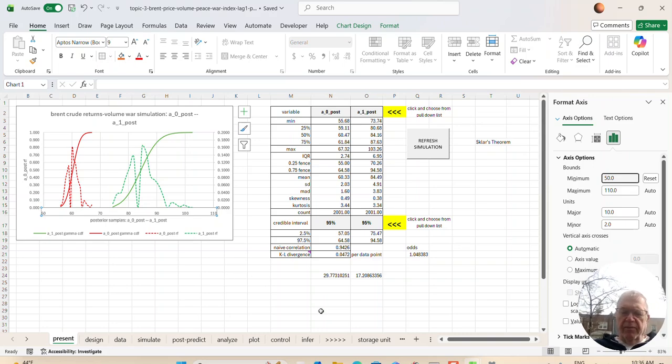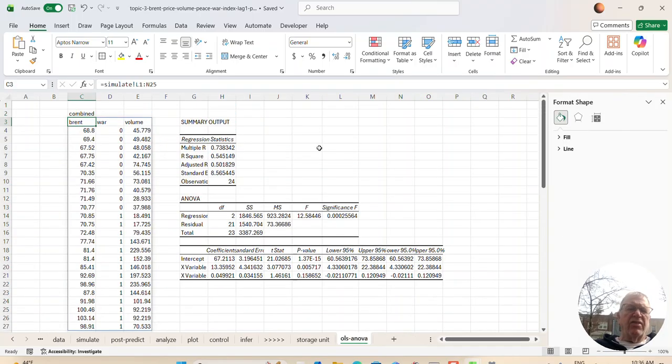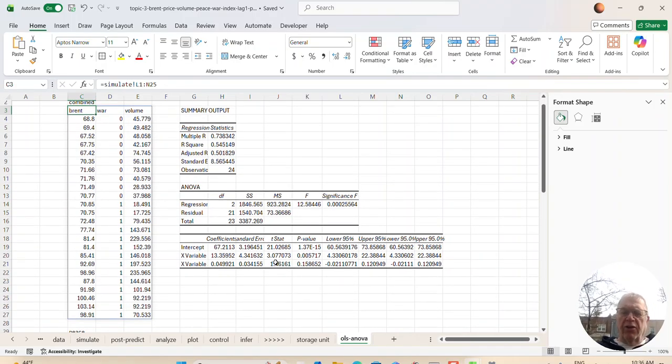If we go to the storage unit over here and look at an ANOVA test. This is a standard ANOVA, which we will go through. I'm not going to explain it, but this is the war, peace, dummy variable, indicator variable, dichotomous variable, Brent volume. I don't have lag Brent here. Notice this is 67, which is our minimum. The T-stat says this is really good. Don't reject the null hypothesis that 67 is 0.